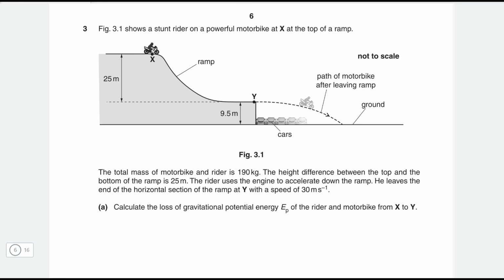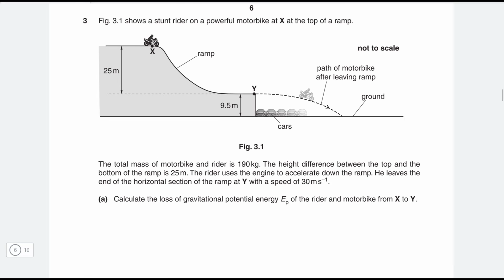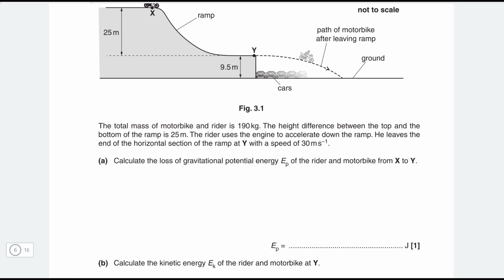Figure 3.1 shows a stunt rider on a powerful motorbike at X at the top of a ramp. How exciting and potentially very dangerous. Anyway, the total mass of the motorbike and the rider is 190 kg. The height difference between the top and the bottom of the ramp is 25 meters. The rider uses the engine to accelerate down the ramp. He leaves the end of the horizontal section with a certain speed.